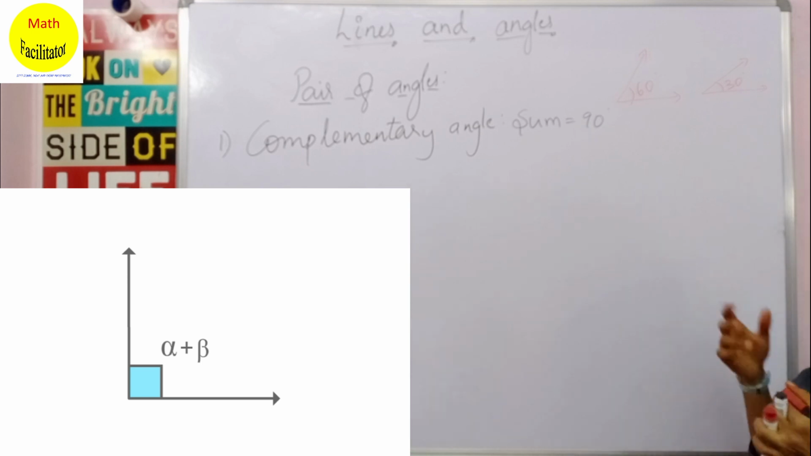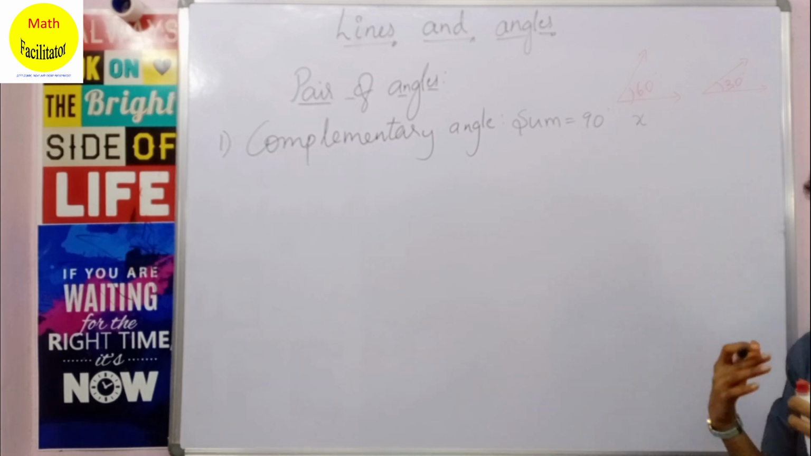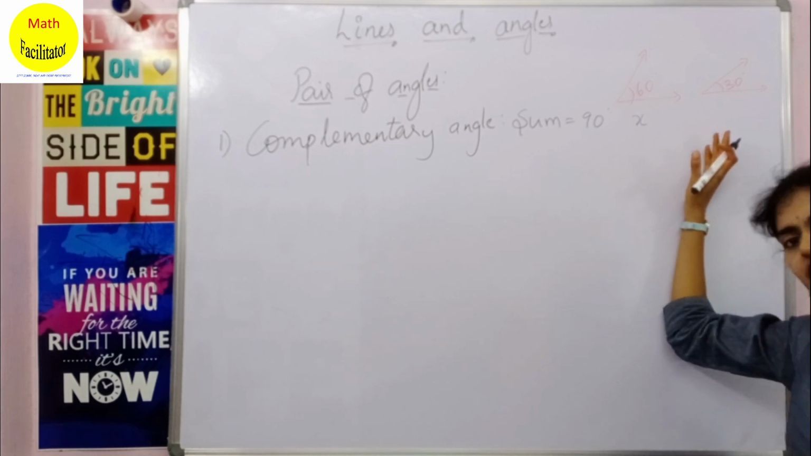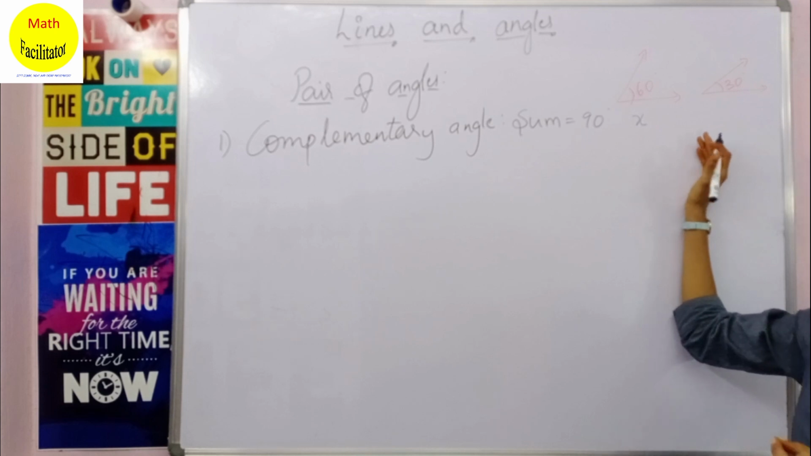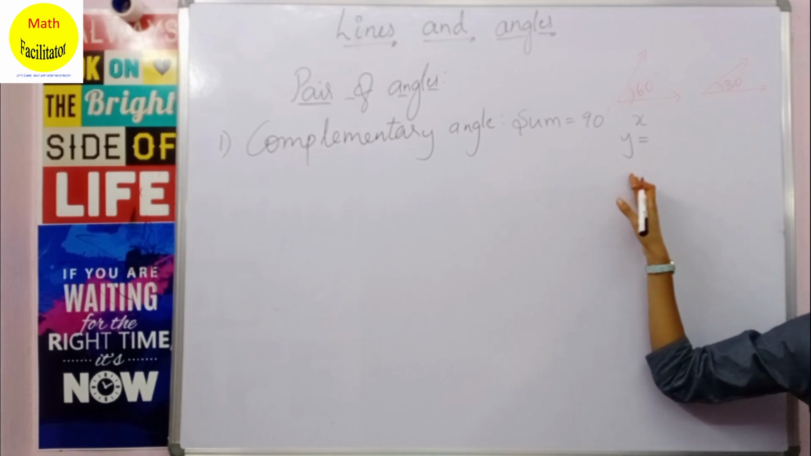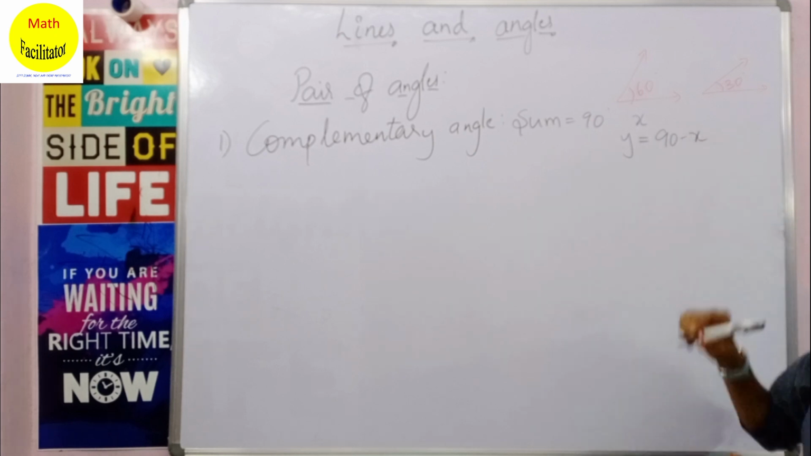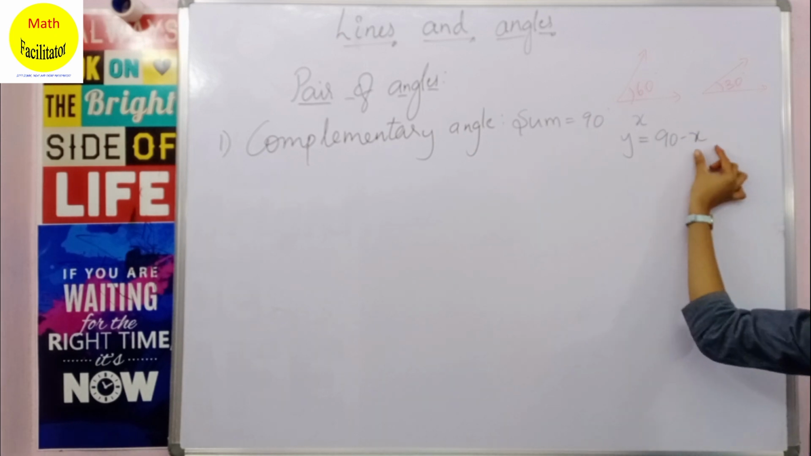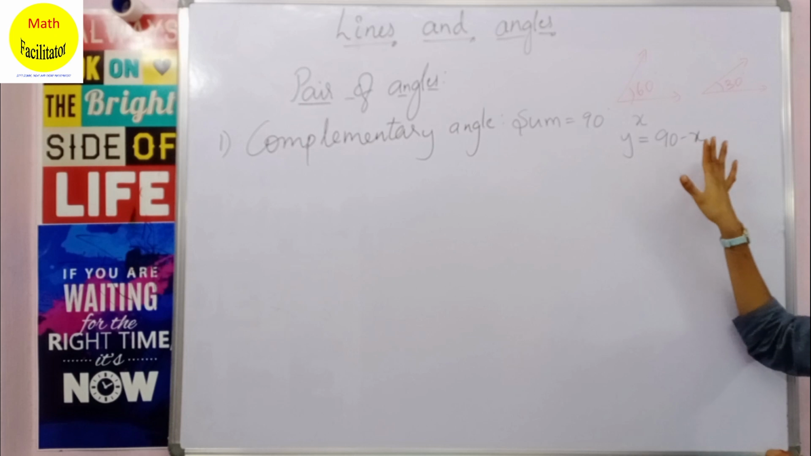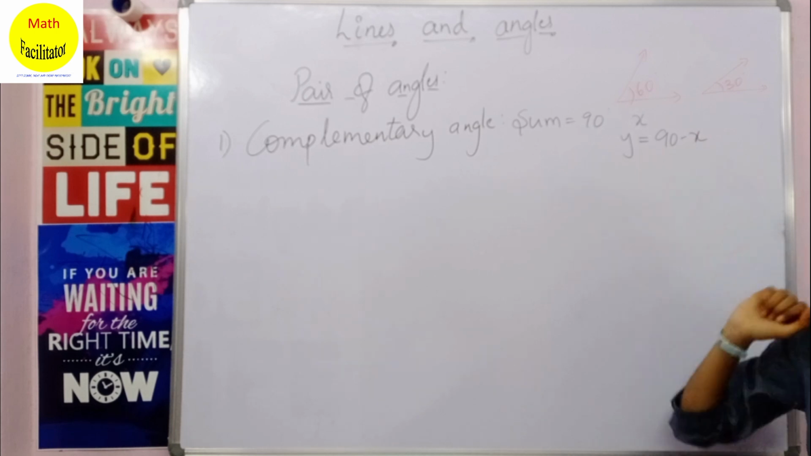Clear? Now tell me if one angle is given to you. Suppose one angle is x degrees, and you have to find the other angle, and these two angles are complementary. So you have to find the complementary angle of x. How do you do it? Take the unknown angle as y. So how will you get y? It is nothing but 90 minus x. So from 90, if you subtract the given angle, you will get the unknown angle. Why? Because both the angles are complementary, which means the sum of these two angles is 90. Clear?